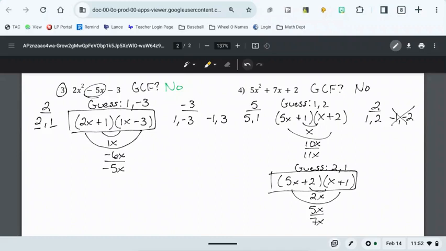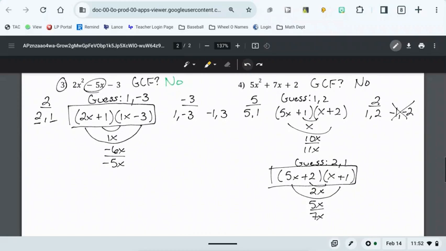So our first guess was 1, 2, and then as you can see, it added to 11x, which is not what we were looking for. We were looking for 7x. So then I flipped it and I tried 2, 1 because order matters when A does not equal 1. And we got 7x, and that's what we needed for that middle term. So that's our answer.